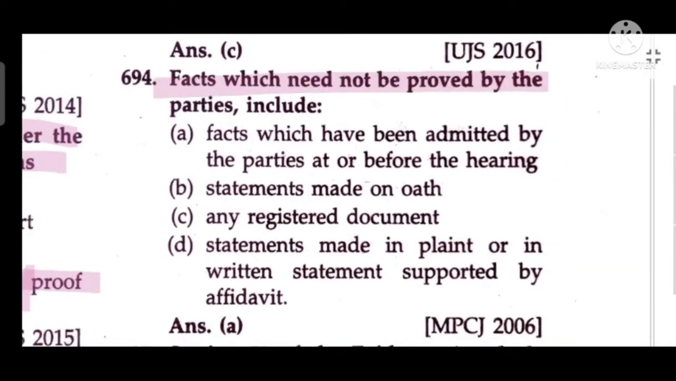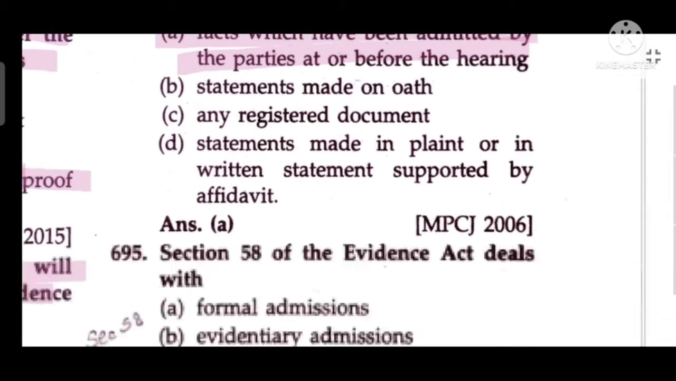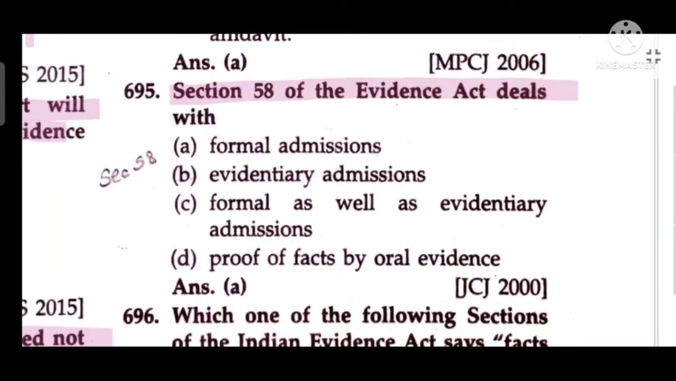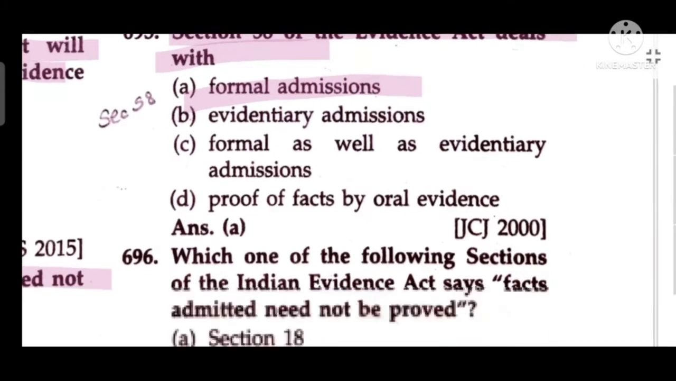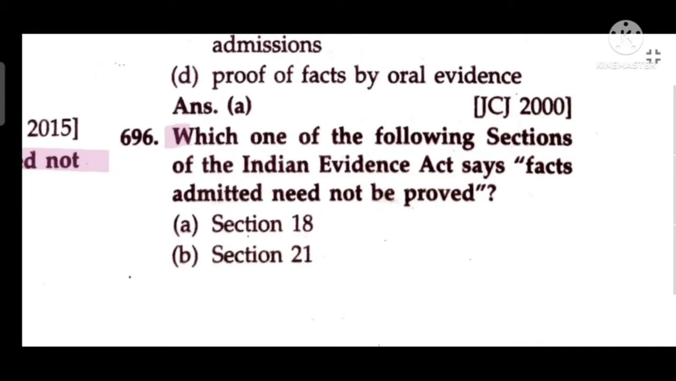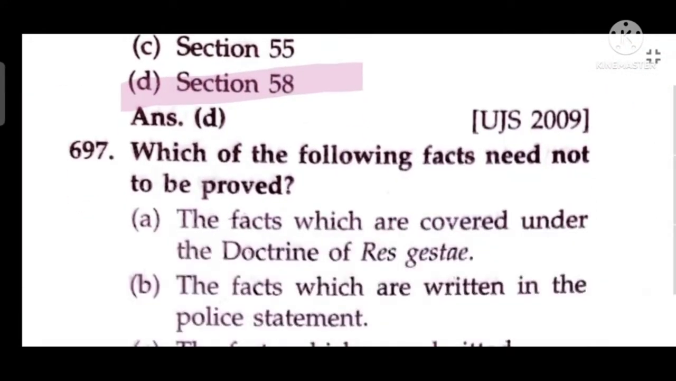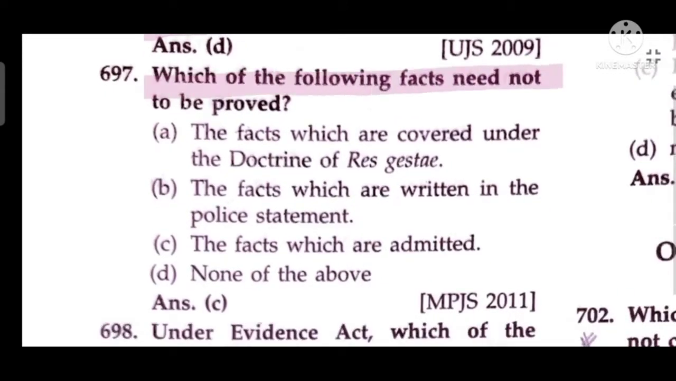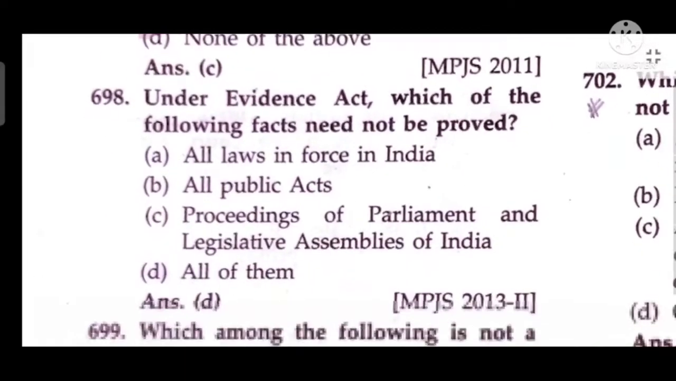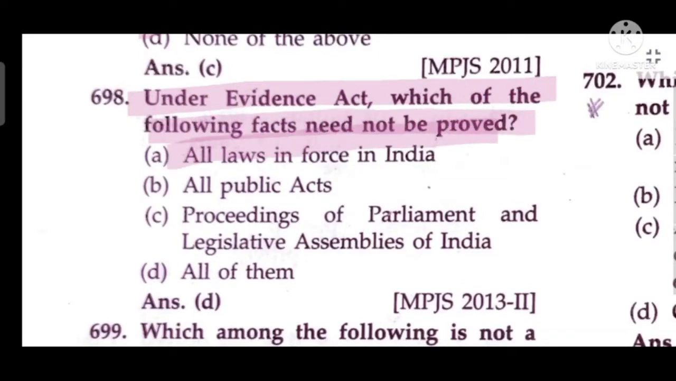Facts which need not be proved by parties include facts which have been admitted by the party at or before the hearing. Section 58 of the Indian Evidence Act deals with formal admission. Which section of the Indian Evidence Act says facts admitted need not be proved? Section 58. Which facts need not be proved? Facts which are admitted. Under the Indian Evidence Act, which of the following facts need not be proved? All laws in force in India, all public acts, and proceedings of Parliament and the Legislative Assembly in India.